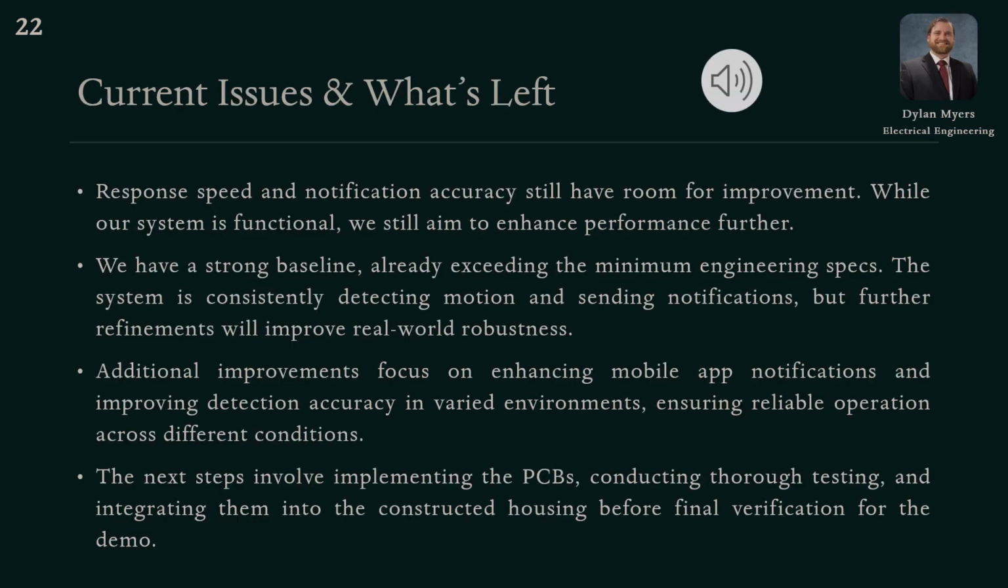Current issues and what's left: response speed and notification accuracy still have room for improvement. While our system is functional, we still aim to enhance the performance further. And we do have a strong baseline already exceeding the minimum engineering specs. The system is consistently detecting motion and sending notifications, but further refinement will improve real-world robustness. With additional improvements, focusing on enhanced mobile app notifications and improving detection accuracy in varied environments, we will ensure reliability of operations across different conditions.